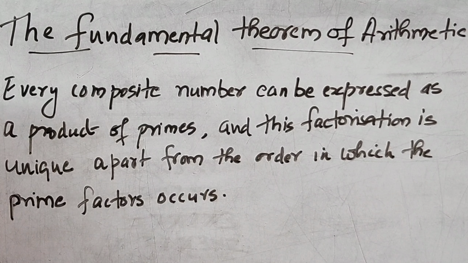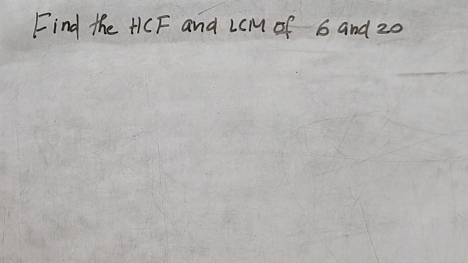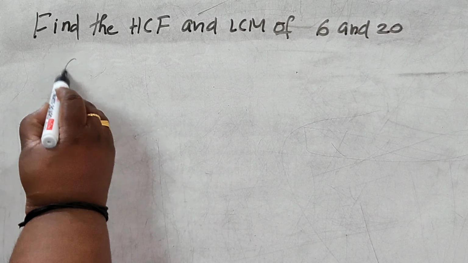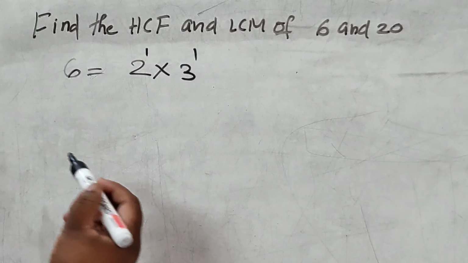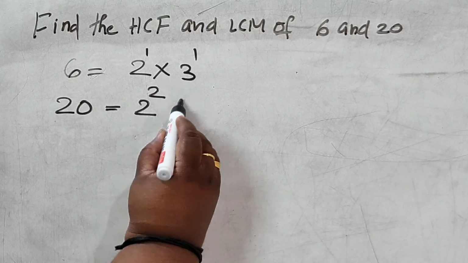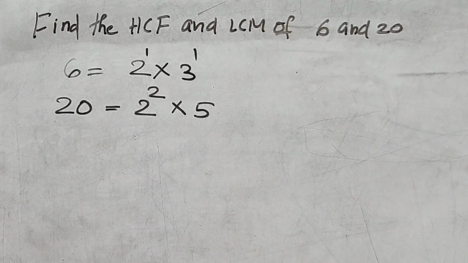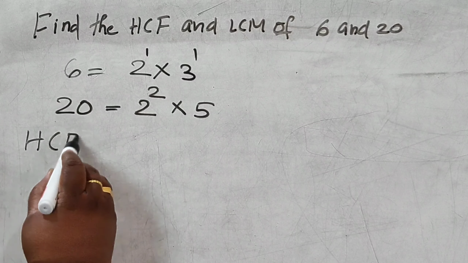So we can do one question. The question is, find the HCF and LCM of 6 and 20. We can factorize 6. 6 is equal to 2 into 3, that is 2 raised to 1 into 3 raised to 1. 20 is 2 raised to 2 into 5. 2 square is 4, 4 into 5 is 20. Now we can find the HCF.